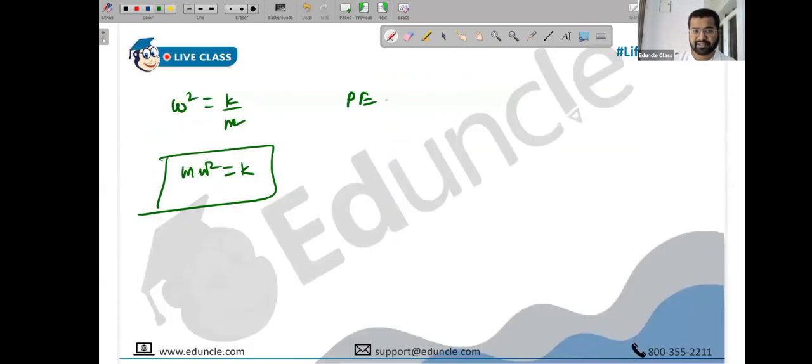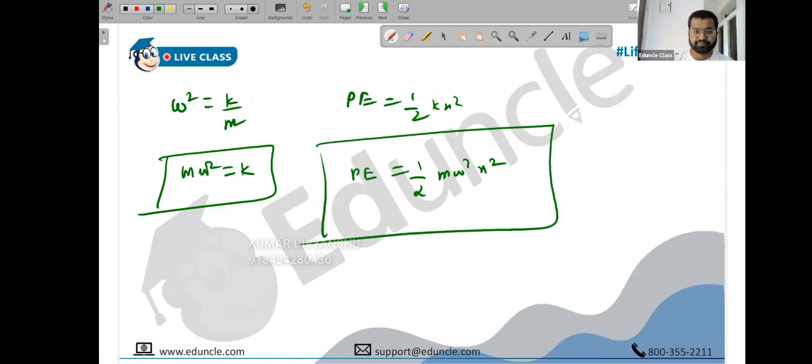So potential energy, which is half kx square, can be written as half, what is k? k is m omega square. So this is our potential energy: half m omega square x square.